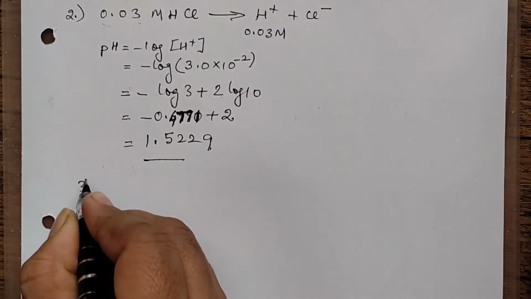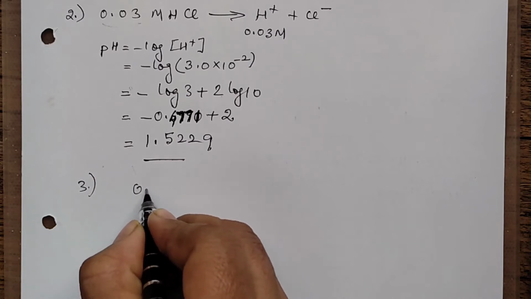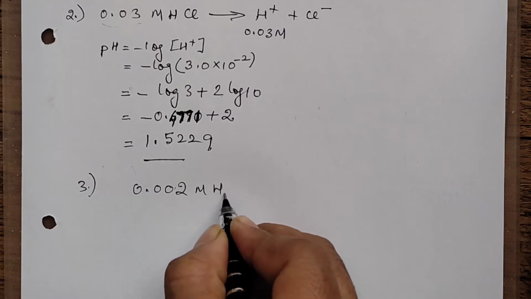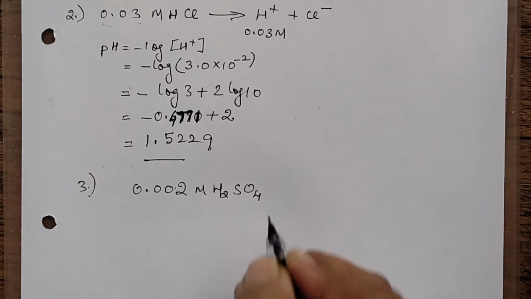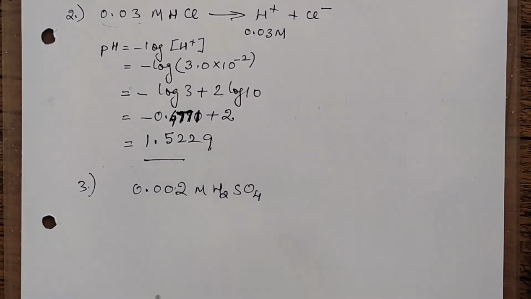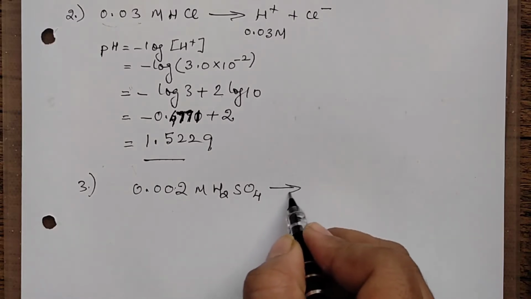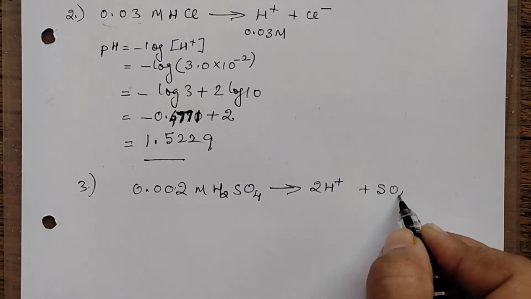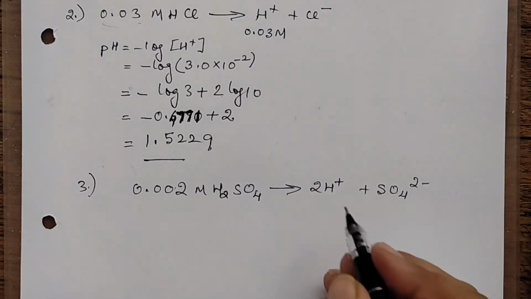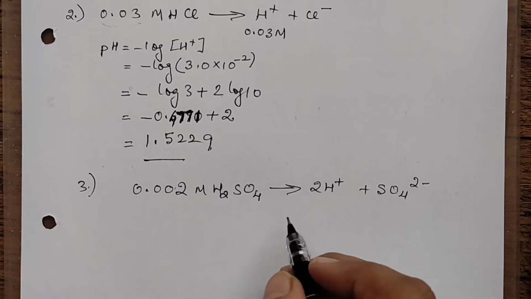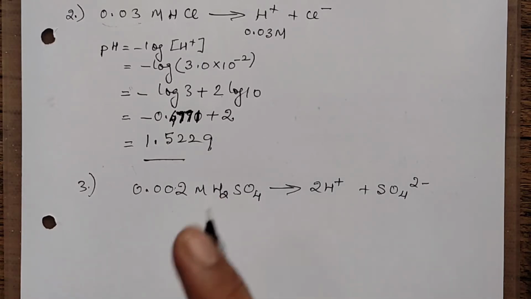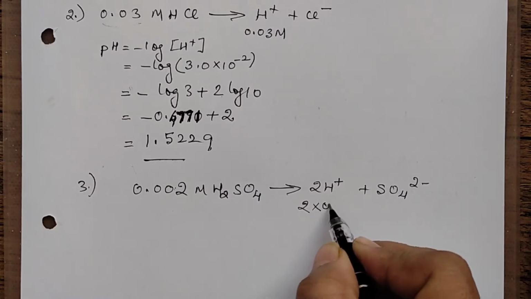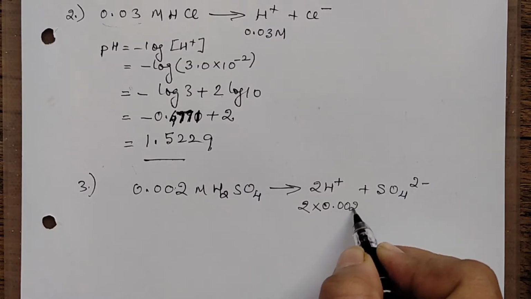Let's take one more question based on the acid. Suppose you have 0.002 molar H2SO4. Right, so this is also strong acid. It will ionize and give 2 H plus and 1 sulfate ion. Okay, it is giving 2 H plus and 1 sulfate ion. So this concentration is for 1 H plus ion. So you will have to multiply this with 2. So it will be 2 into 0.002 molar.